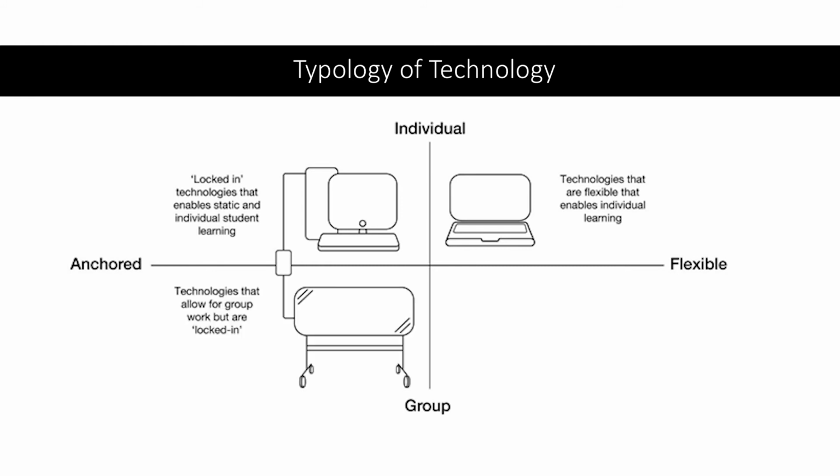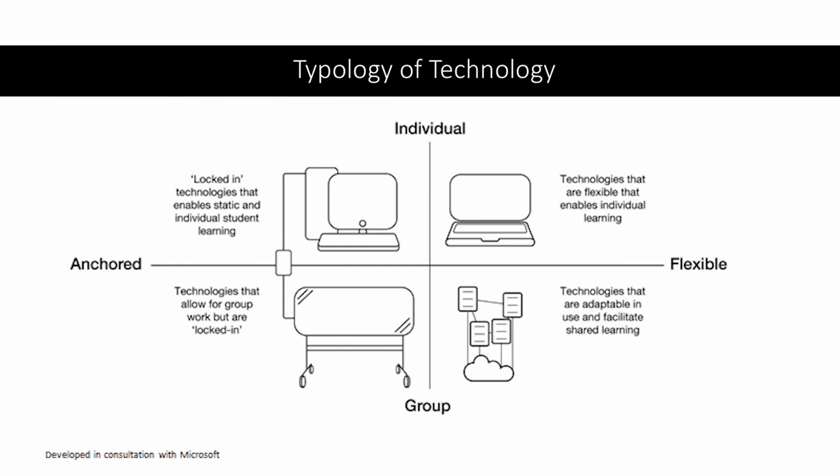The group to anchored section recognises that some spaces provide technologies that allow for group work but are locked into place, that have limited capacity to change in terms of where they are used. Examples would include the wall-mounted LED screen, network-connected desktop computers, electronic whiteboards, and various specialty applications. Group or flexible recognises that some spaces provide technologies that are adaptable in use and facilitate shared learning. Examples would be wireless linked devices such as virtual reality headsets, linked laptops and desktop computers, and file sharing applications.